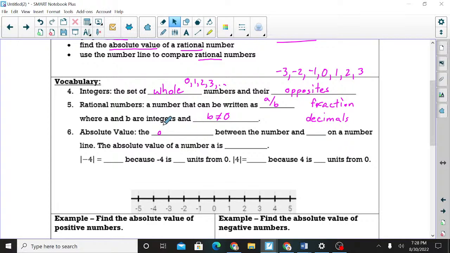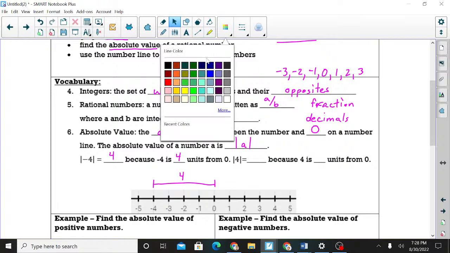Absolute value, then, is the distance between a number and 0 on a number line. And our absolute value is written with this bar, A, and then another bar. So the absolute value of -4. If we look here, plot -4 on the number line, -4 is 4 units away from 0. So the absolute value of -4 is 4, because -4 is 4 units from 0.